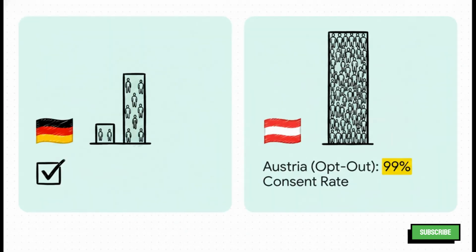And this is not just some lab experiment. Look at this incredible real-world comparison. Germany uses an opt-in system, and their consent rate is a pretty dismal 12%. But right next door, Austria, a very similar country culturally, uses an opt-out system. Their consent rate? An unbelievable 99%. The main thing separating them is the default choice.